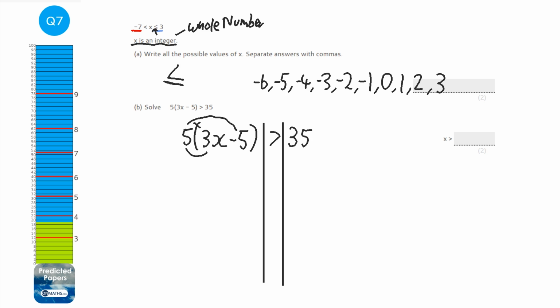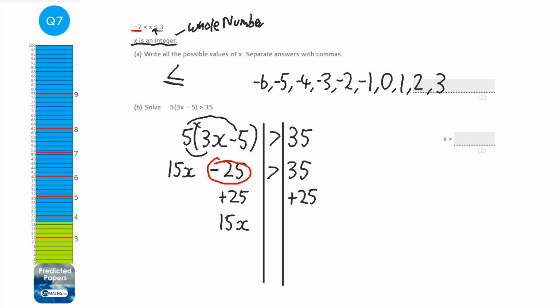So 5 times 3x is 15x. And 5 times minus 5 is minus 25. Now you could have divided both sides by 5 and that would have been fine. Next step is to get rid of this minus 25. You must start with that. You can't get rid of the 15 first. So we're going to add 25 to both sides to get rid of that minus 25.